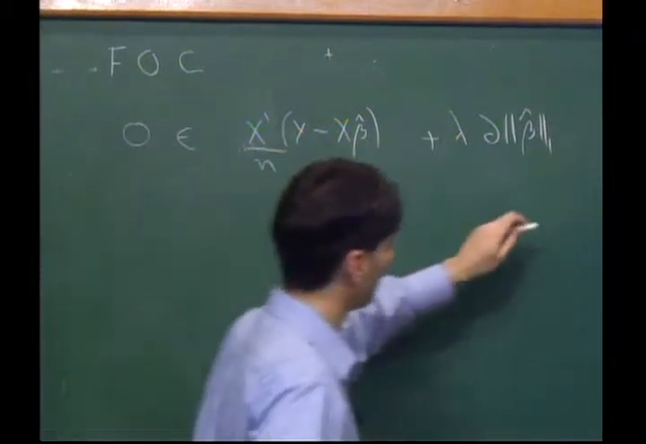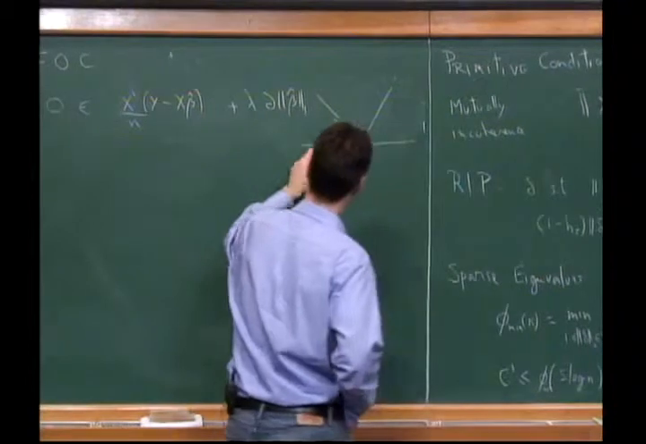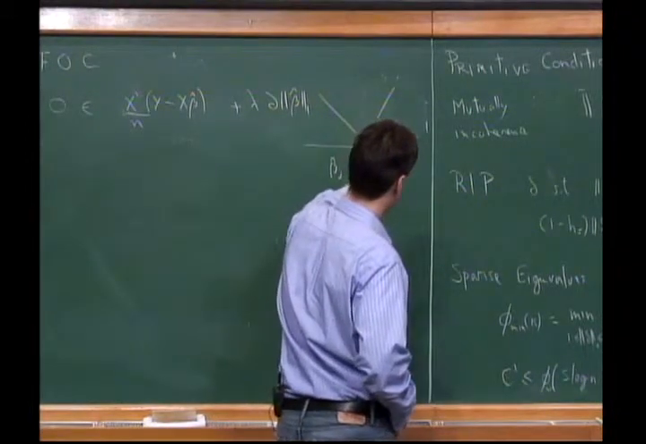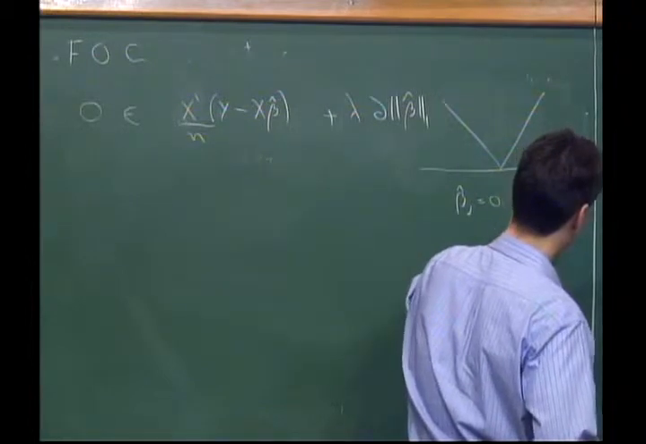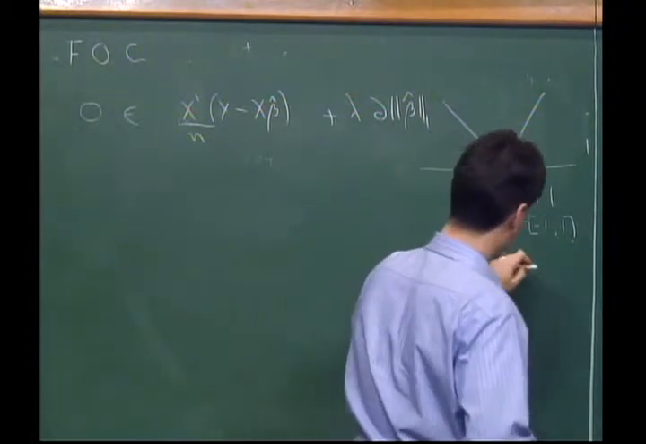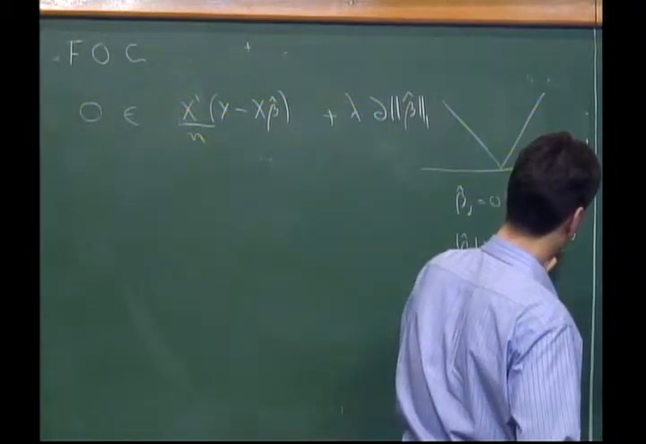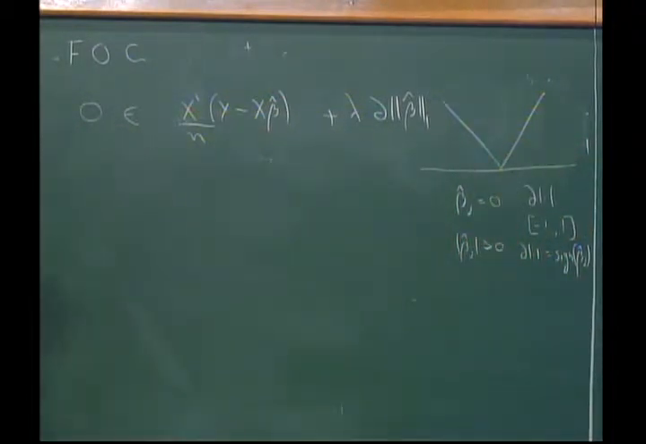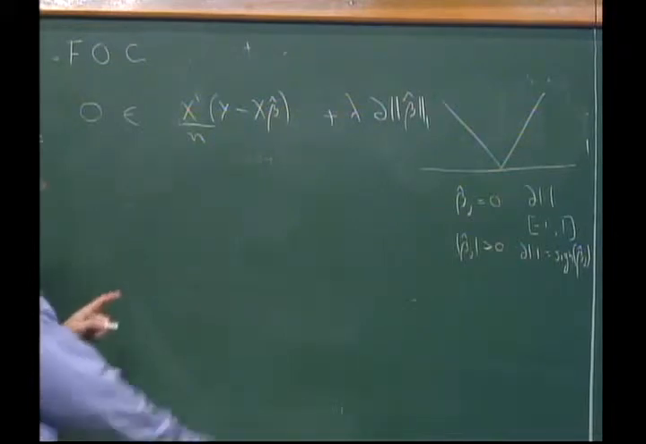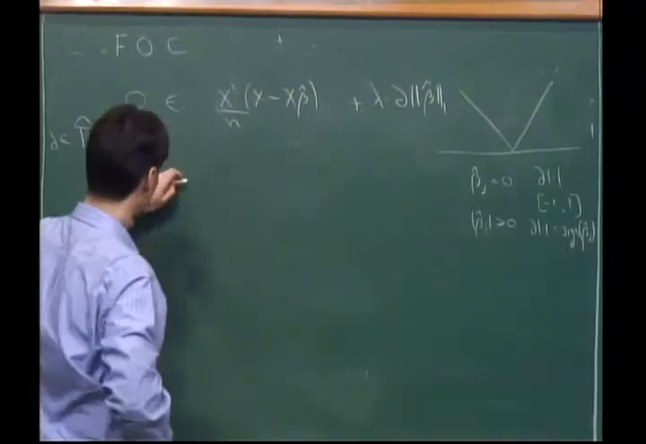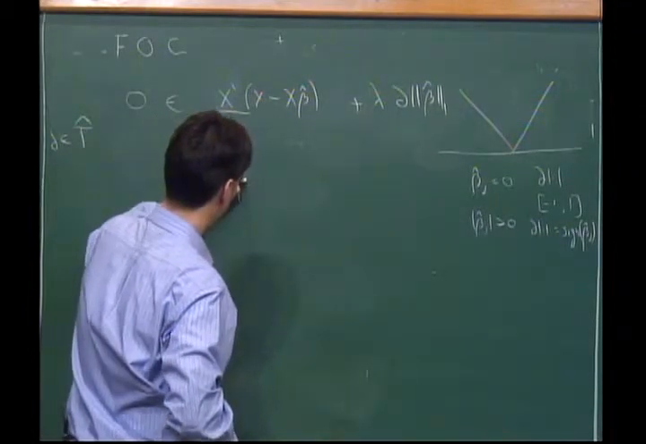So what happens there is that if beta hat j equals 0, the subdifferential of the absolute value is anything in the minus 1, 1 interval. But if beta hat j is different than 0, then the subdifferential is just the sign of beta hat j. So let's look at the components selected by Lasso. Take a component there. That means the subdifferential for this piece on that component needs to be the sign of beta hat j.